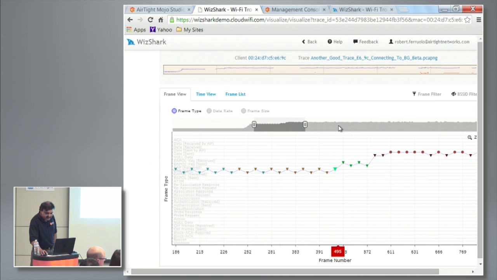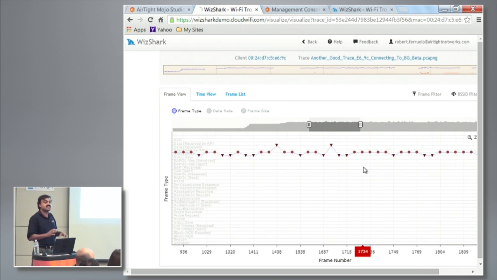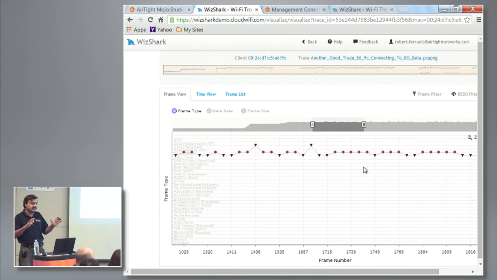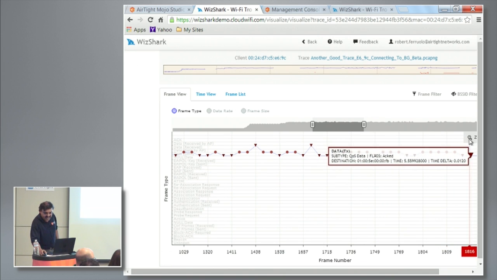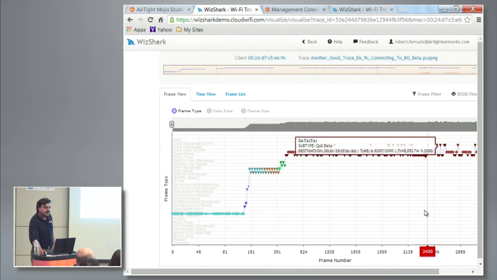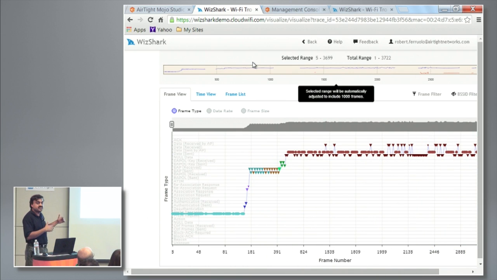And what we are seeing here is that the client has completed its EAP handshake, gone ahead and done the EAPOL 4-way handshake, and started the data communication. So this is a baseline trace which I would like to come back and contrast with some of the real life case studies that we will be using.